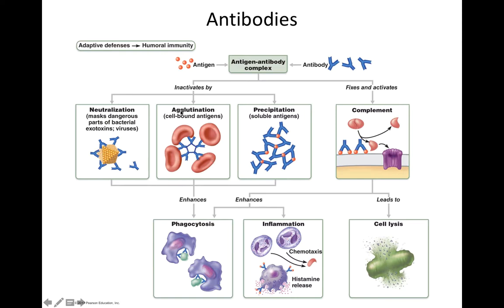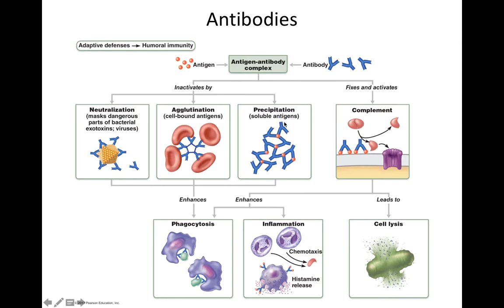Agglutination. This is what happens when you're dealing with a cell-bound antigen. And so this is an ABO reaction where the IgM actually binds to multiple cells and clumps or agglutinates them. If you have a soluble antigen, precipitation is very similar, except you're not dealing with the cell because now you're just dealing with the antigen here.